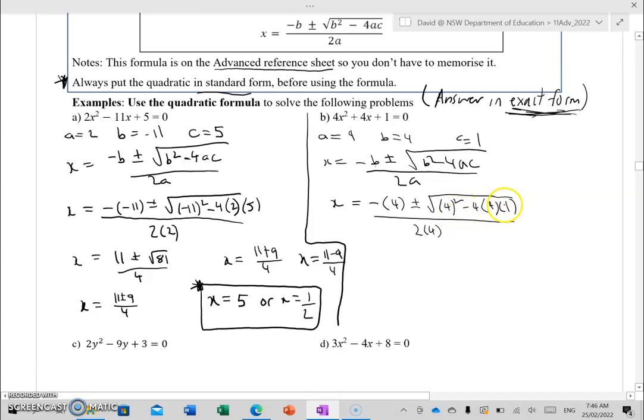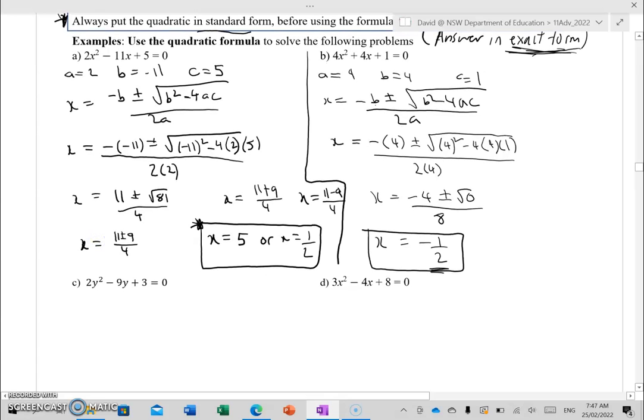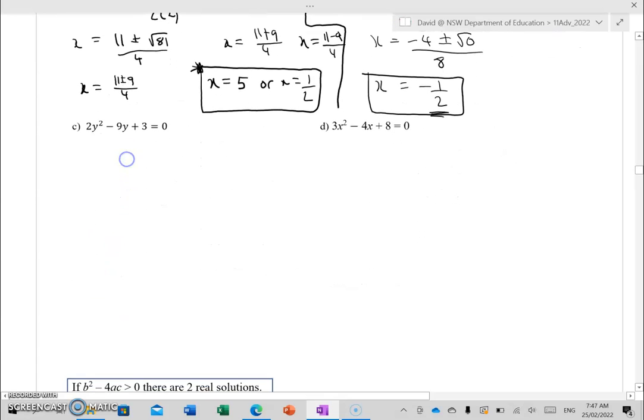It's 16 minus 16, which is 0. So I can work that out, square root of 0. If it's just square root of 0, square root of 0 is just 0. So you're plussing and minusing 0, it doesn't actually change anything, and your answer is just going to be minus a half. So note, we get one solution if we've got root 0 there. We get one solution rather than two solutions. Okay, pushing on. Next one.